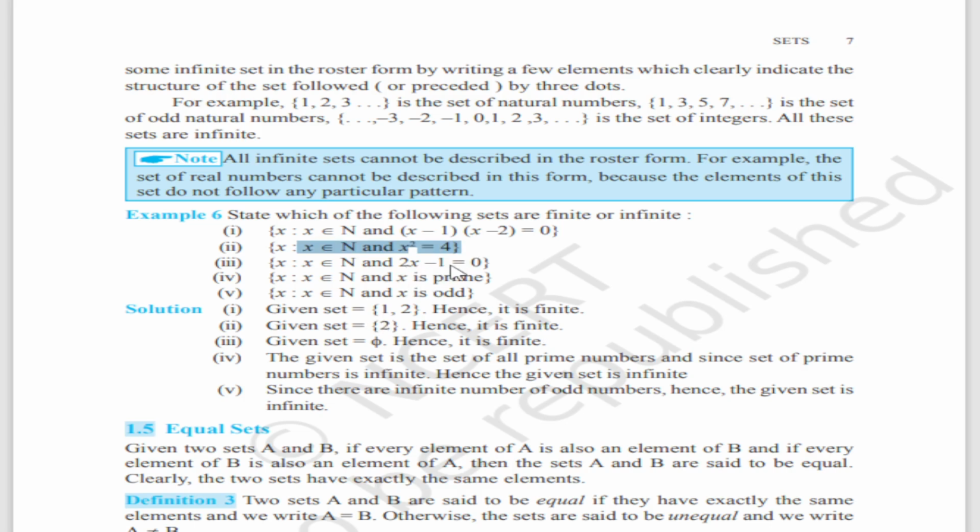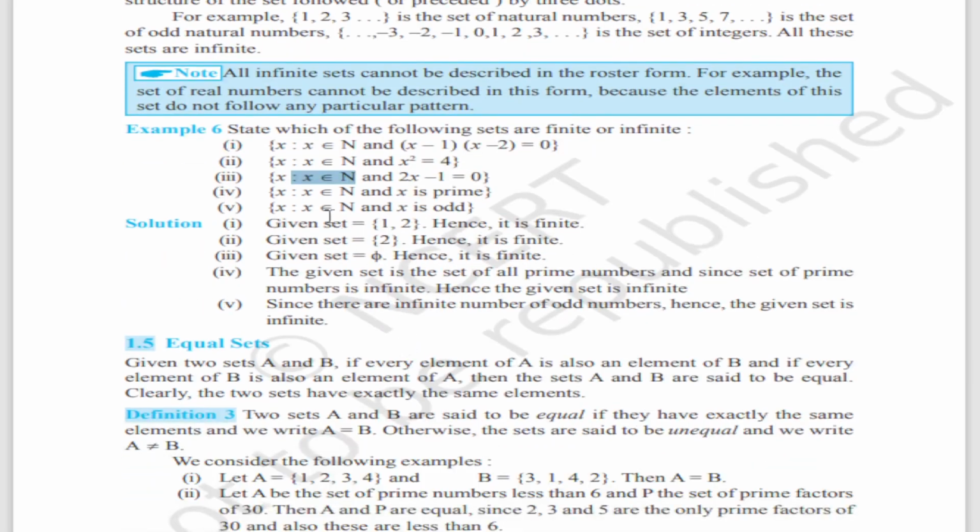2x minus 1 is equal to 0. So the root of this equation is 1 by 2, but that is not a rational number, so that is empty and hence it is finite. An empty set is also a finite set. And if I talk about all natural numbers which are also odd numbers, right? All odd natural numbers, so they are infinite. So that is why this set is infinite.